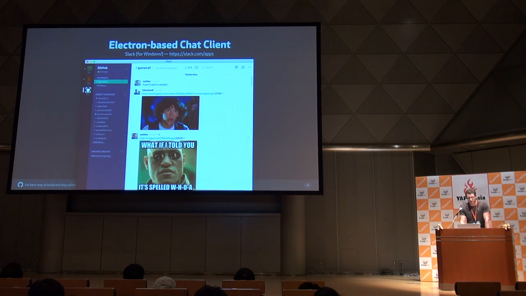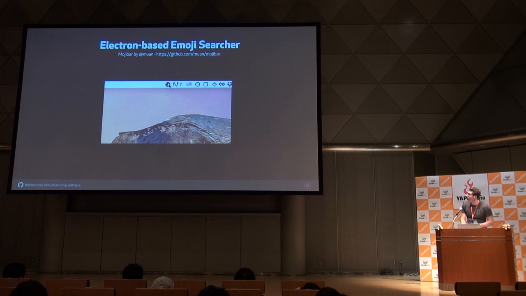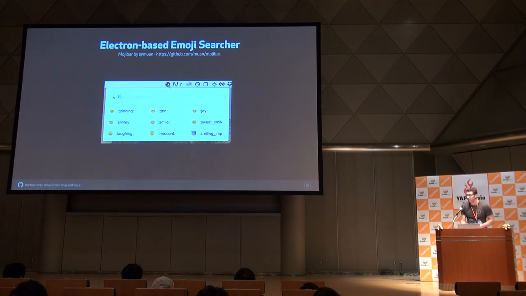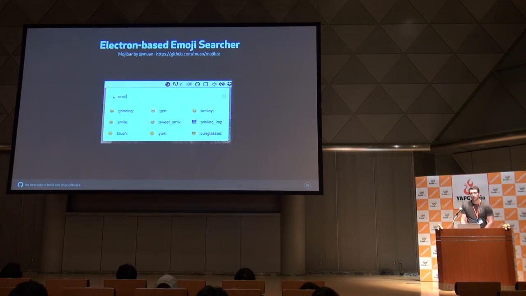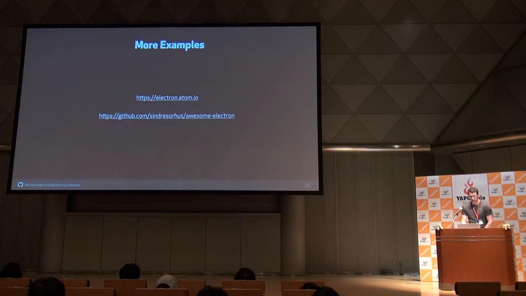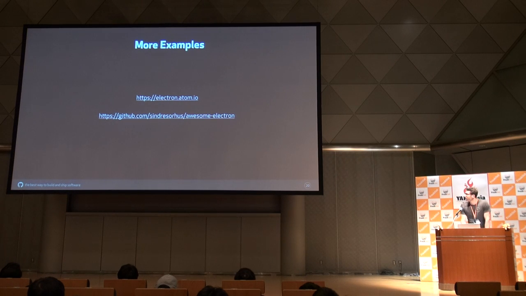So that's pretty sweet. But all of these apps so far are pretty heavyweight. They have framed windows. They have a title bar. What if you wanted to create a menu bar app, something really simple, something really small, like the Dropbox menu bar app? You can do that too. This is an emoji searcher that's built on top of Electron. It loads up a frameless window and does some emoji searching. Pretty sweet. There's a bunch more examples at these two websites of things that have been built.